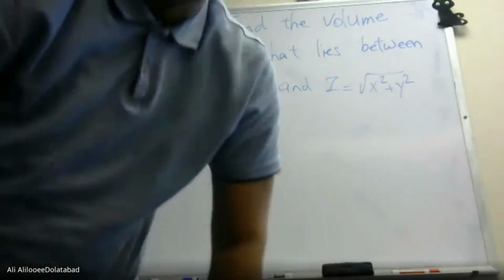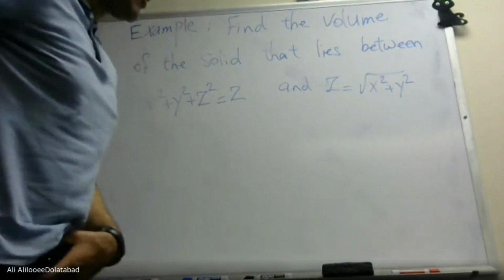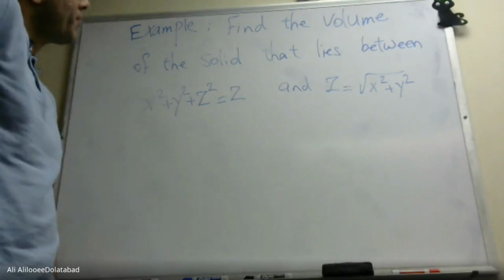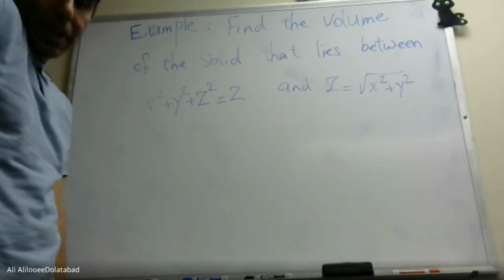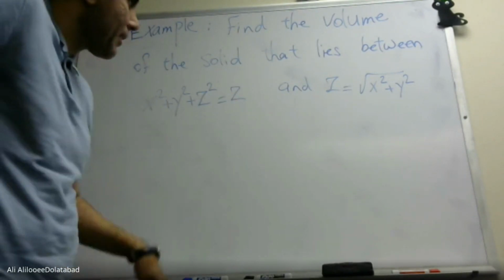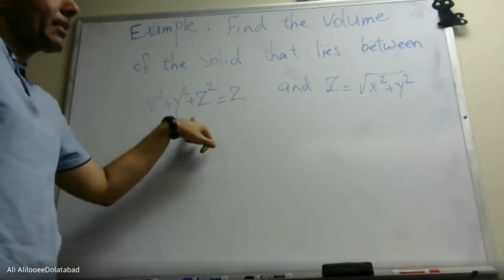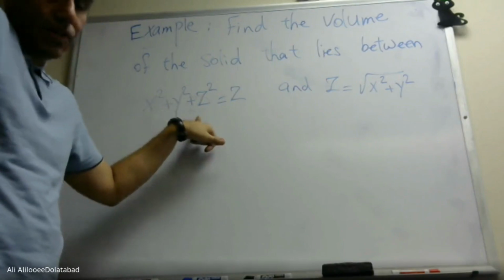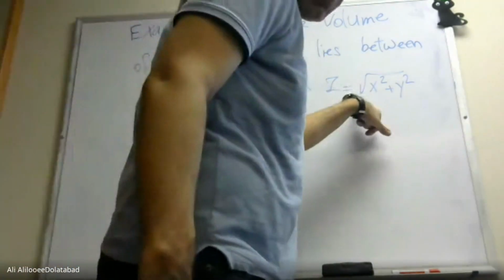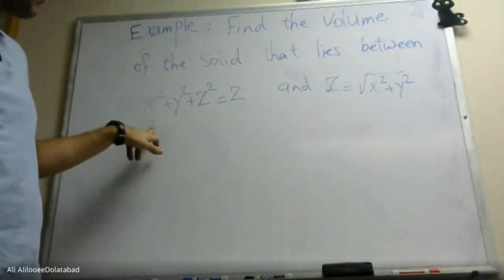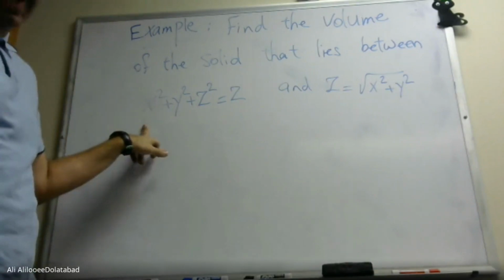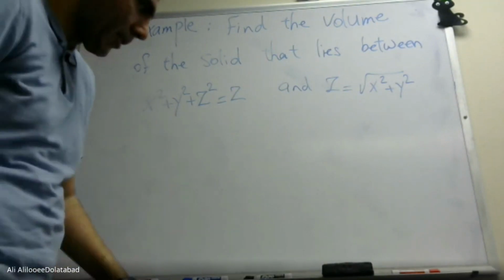Oh, I'm sorry. So, find the volume of the solid that lies between these two. Then see, this guy is a cylinder. Sorry, this guy is a sphere. This guy is a cone. What's the difference between this cone and the cones that we have seen before? Here, the center is not the origin. The only difference is this.